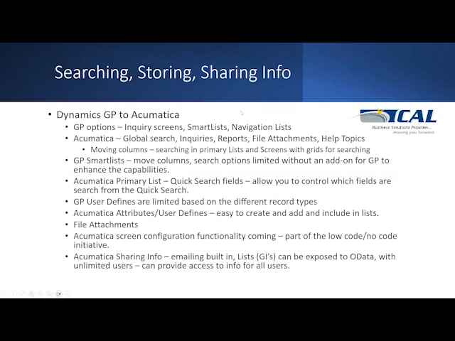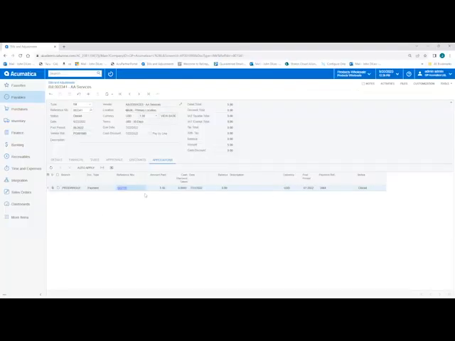Searching, storing, sharing info. Again, GP options, we've got our inquiry screens, our smart list, and our navigation list. Acumatica, we've got our global search. We've got inquiries, which are throughout the system, and those are the easiest things to create based on recreating generic inquiries that are designed really for what you need. There's reports, file attachments, help topics, so moving columns. Important that you're aware of moving columns.